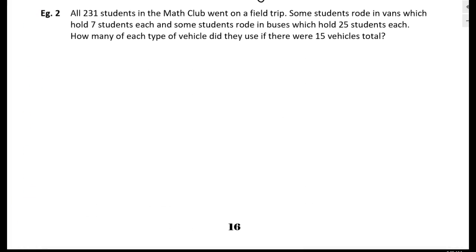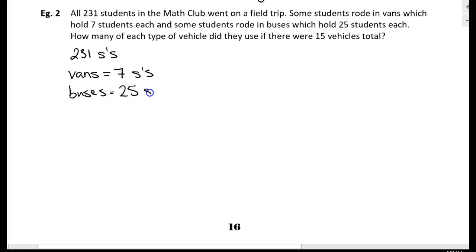So question 2, let's work through this one. All 231 students in the math club went on a field trip. Some students rode in vans. Okay, so again, we're going to go through and write down some important information. So total is 231 students. Okay, some rode in vans, which hold 7 students. Okay, and some rode in buses, which hold 25 students. How many of each type of vehicle did they use if there were a total of 15 vehicles?